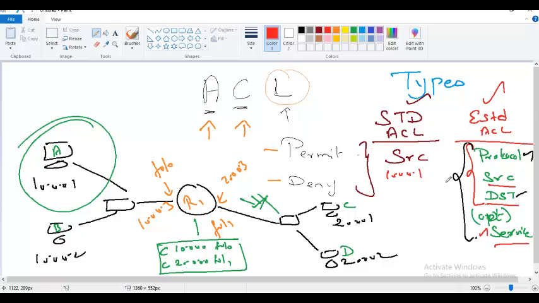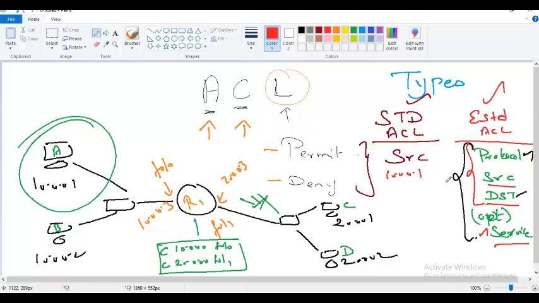Look at this. My match criteria is only source. I simply want to say if it is this computer, don't allow. That's it. I don't want to mention the destination 20.0.0.1, 20.0.0.2. I don't want to mention those things. I simply want to say if traffic is coming from A, 10.0.0.1, then deny. Then which access list do you need? Standard. You need only standard. There is no need for extended in this case.